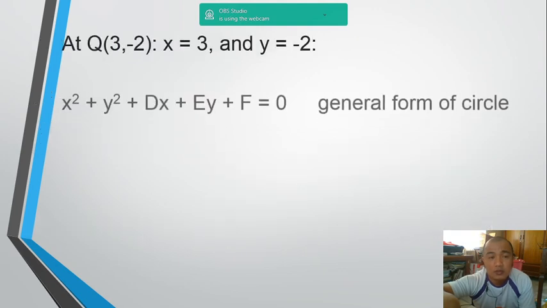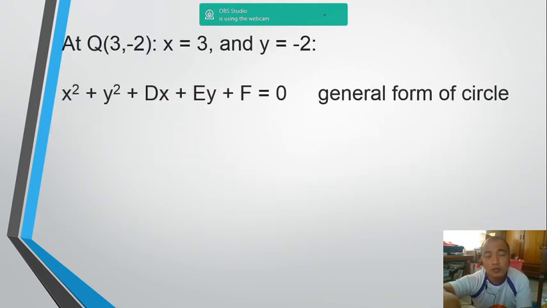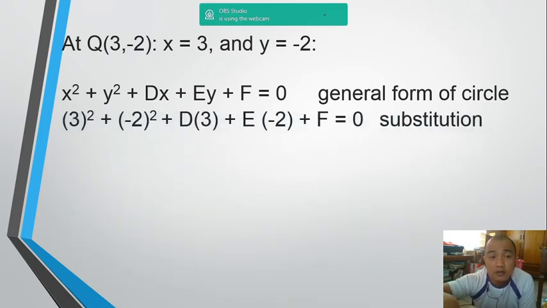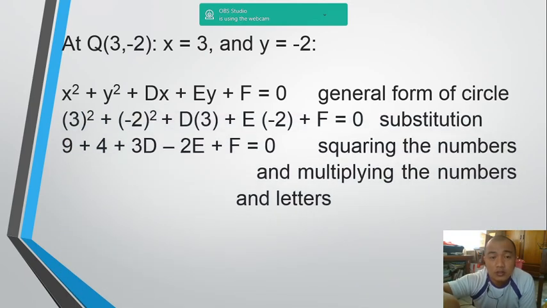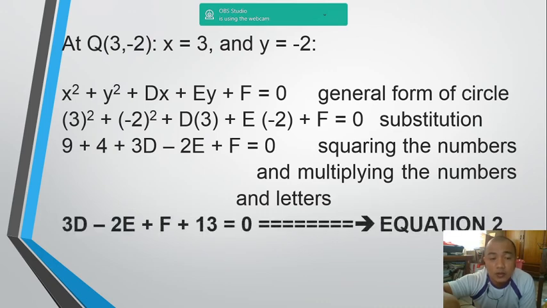Next, equation 2. Point Q, 3, negative 2. That means x equals 3, y equals negative 2. Substitute it in the general form. Then squaring 3 and negative 2, which is 9 plus 4 is 13. So 3d minus 2e plus f plus 13 equals 0 is equation 2.